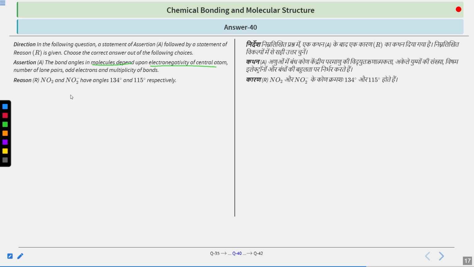And the reason is given that NO2 and NO2 minus have 134 and 115 degrees. One type of illustration is given here. So the correct answer is A, that your reason and assertion both are correct.